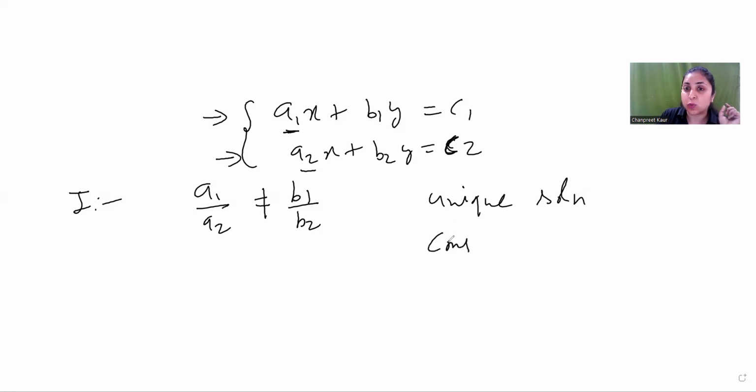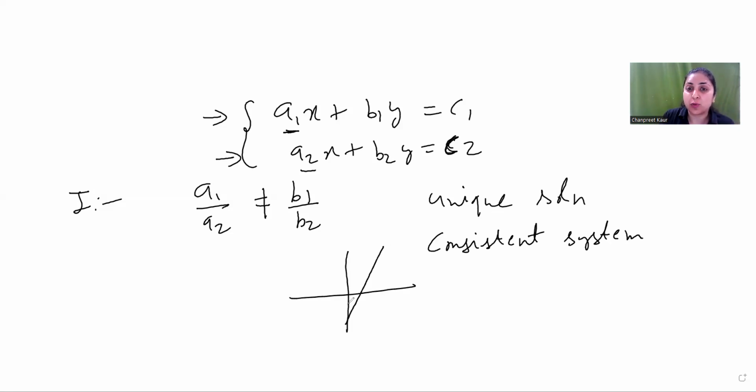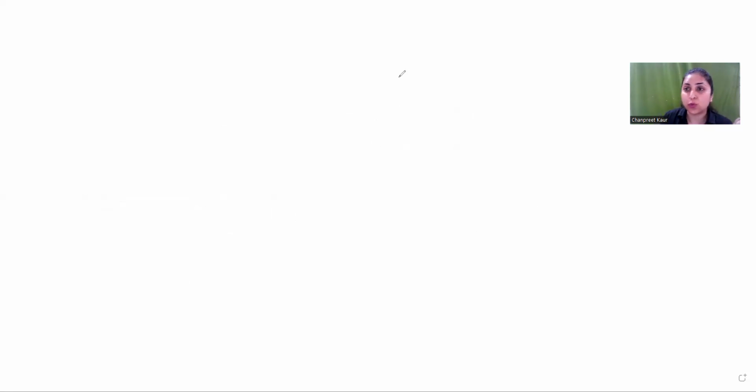So the system is known as a consistent system. Consistent system means the system has at least one solution. If I plot this on a graph, then I'm going to have intersecting lines. So we can easily find the solution at the point of intersection. So this is case 1. Let us move to case 2.